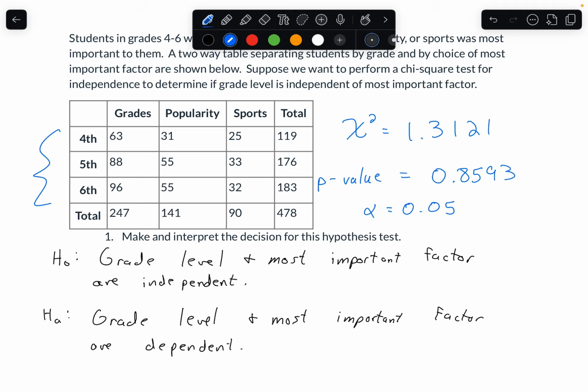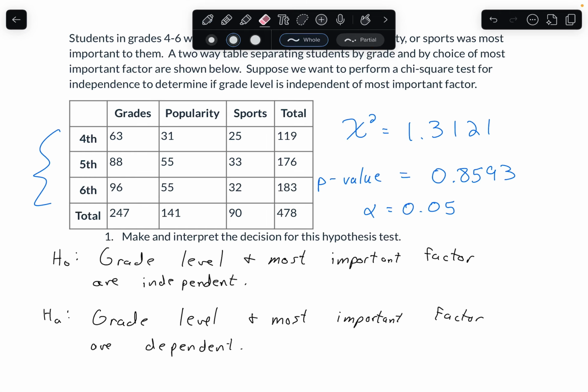So remember from a couple videos ago, we talked about H0. We said that grade level and most important factor are independent, meaning the outcome of one of those things does not tell us anything about the outcome of the other. They're completely unrelated. And then the alternative hypothesis, grade level and most important factor are dependent in some way, meaning there's some sort of relationship between those two things.